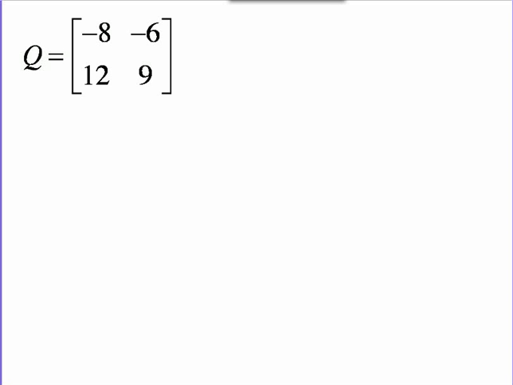I want you to go ahead and try this one for me. So 1 over AD minus BC is your very first thing that you're going to do. And then switch spots, switch signs.